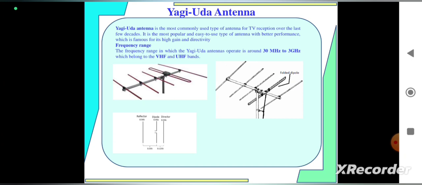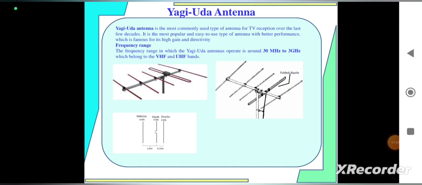Then the frequency range. The frequency range is very important for sending data, that is, sending electromagnetic waves from one place to another place. The frequency range in which the Yagi-Uda antenna operates is around 30 MHz to 3 GHz, which belongs to the VHF, very high frequency, and UHF, ultra high frequency, bands.